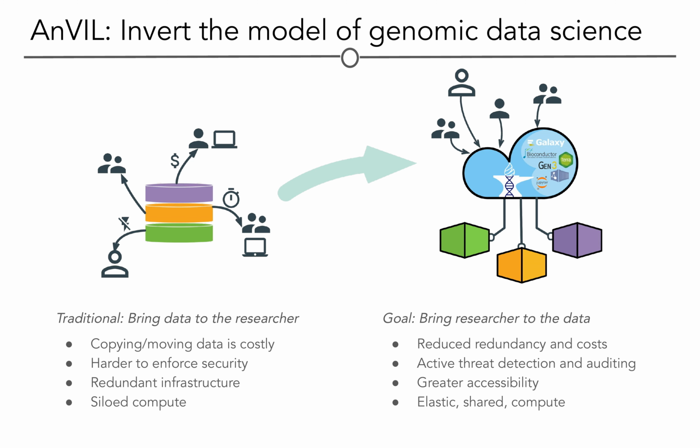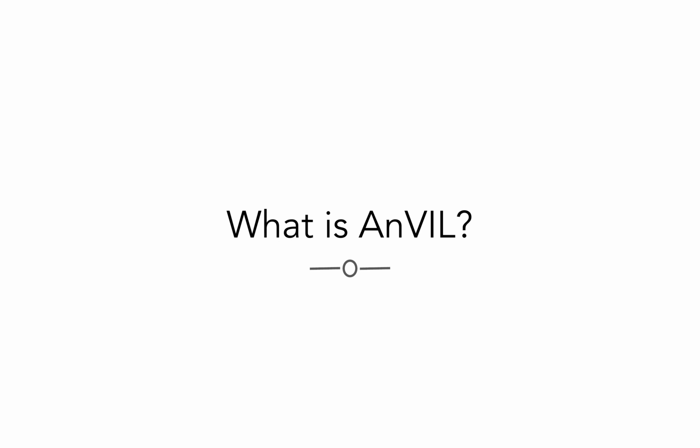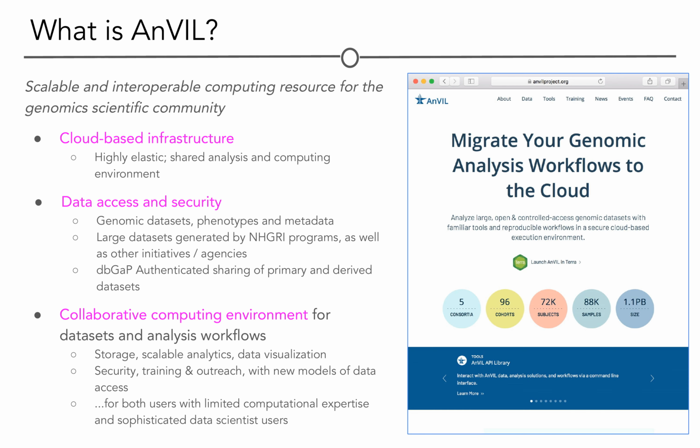Rather than bringing data to every researcher, AnVIL brings the researcher to the data by providing secure access to data, cost-efficient scalable compute resources, and a collaborative analysis environment where researchers can share and publish computational research. What is AnVIL? Three main features of AnVIL are: a cloud-based infrastructure that is cost-efficient and scalable, secure data access that conforms to regulations, and a collaborative computing environment where researchers can share and publish computational research.